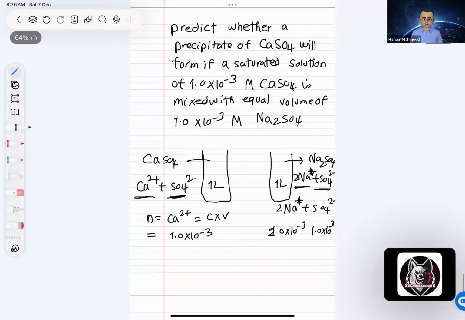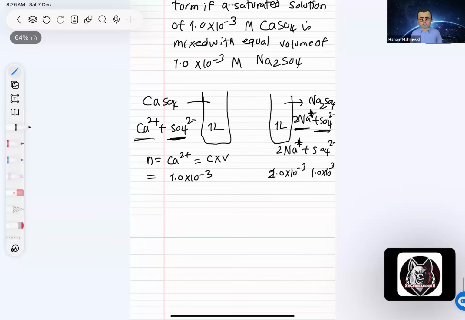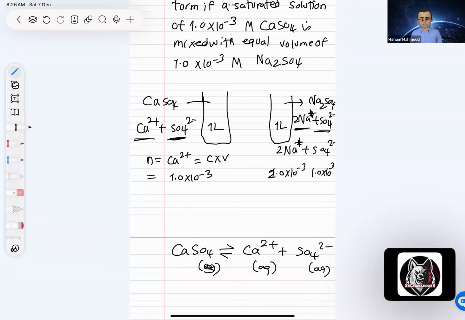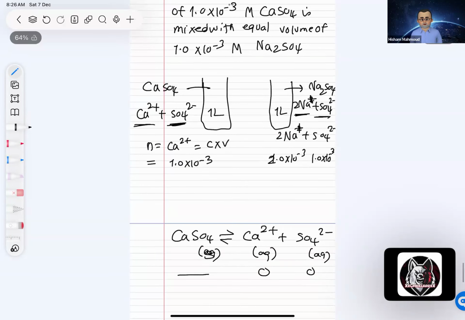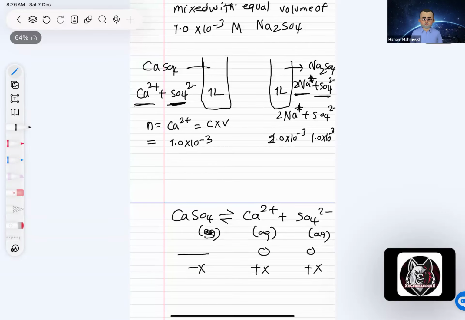So now I will make the ICE table. Calcium sulfate forms calcium ions and sulfate ions. So this is solid, this is aqueous, this is aqueous. I did not start with anything here. This is 0 and this is 0. This is minus x, this is plus x, and this is plus x. Now, what is the concentration of calcium ions in the final solution, in the equilibrium solution?